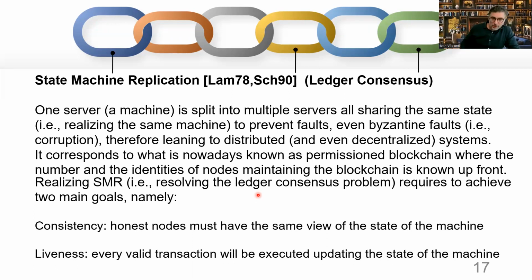Notice that it's very important to have also the second condition, otherwise consistency is meaningless, because you can have a blockchain that is just doing nothing, okay, zero transactions. So of course, it's easy to make it consistent because we just don't do anything. But of course, it's useless. We need liveness so that the blockchain is useful.